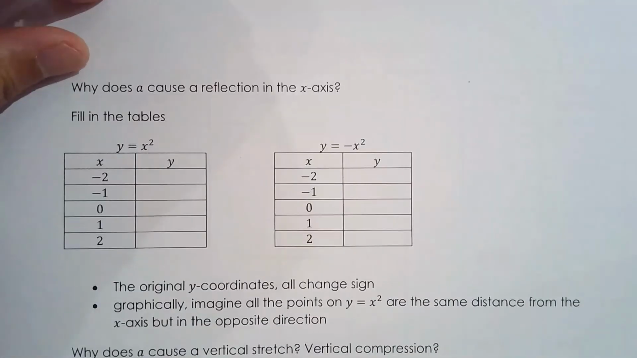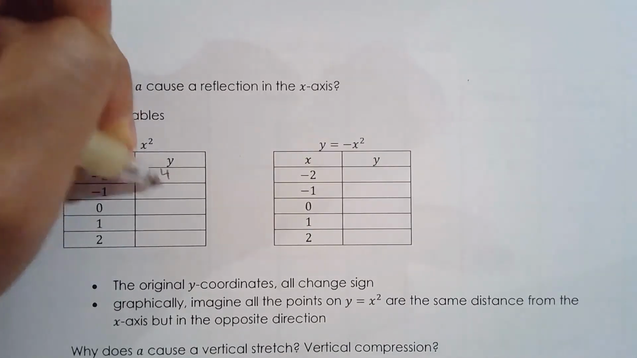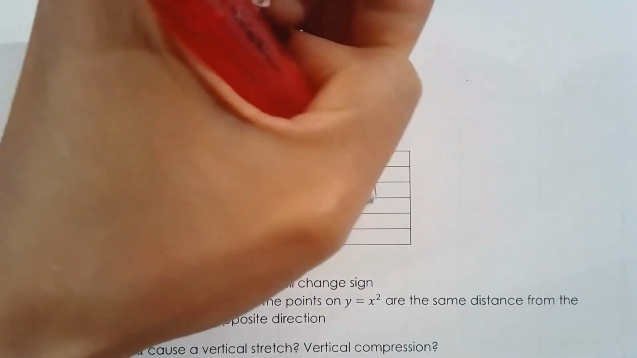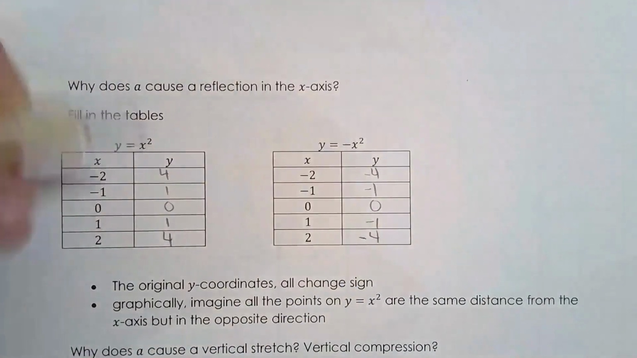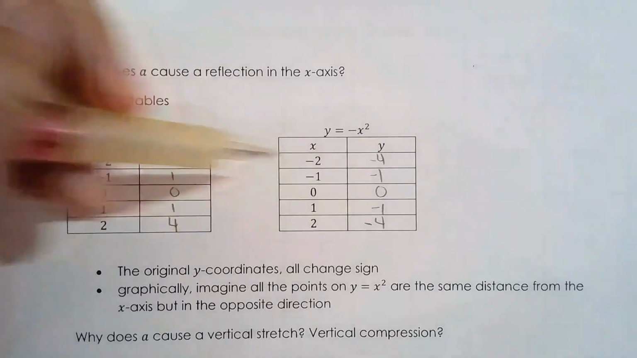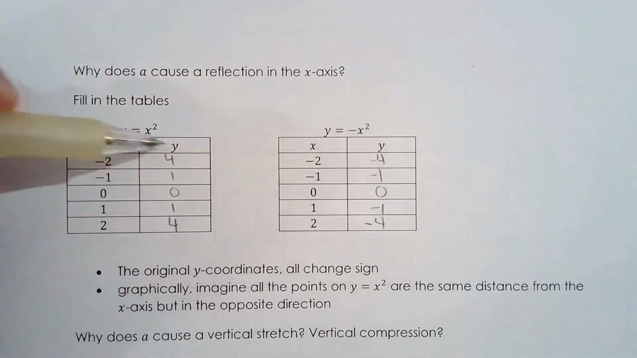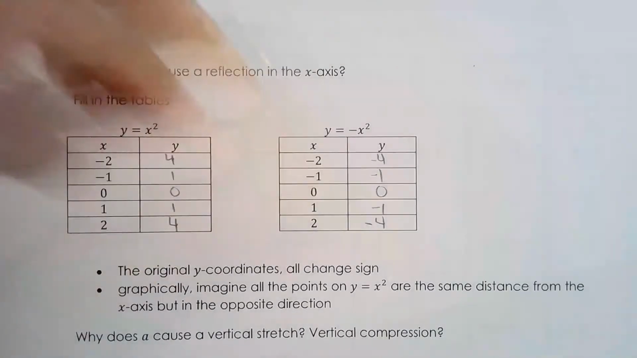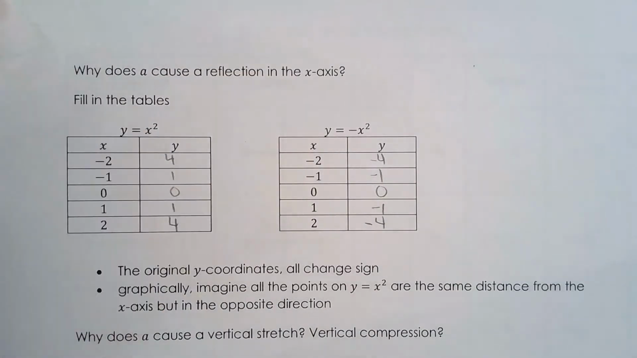Why does a cause reflection in the x-axis? Well, once again, original table, and then here, y equals minus a. Interesting. It makes perfect sense to see a reflection in the x-axis because look at the y values. The signs all change, going from positive to negative, but the magnitude, the size of the numbers, is the same. So the distance to the x-axis is the same, but they're going in the opposite direction. Here you're going up and here you're going down. If you do that to all the points, you'll see that it's a mirror image created using the x-axis. So it's a reflection in the x-axis.